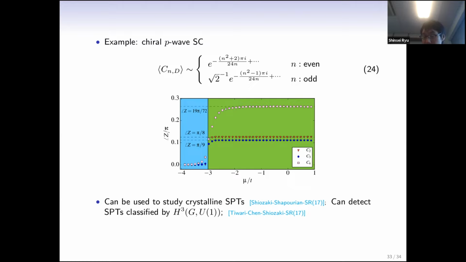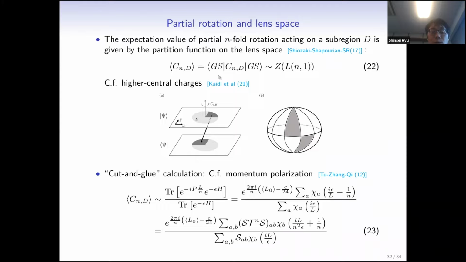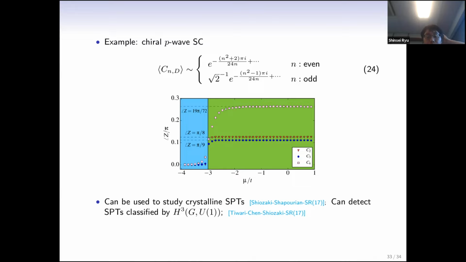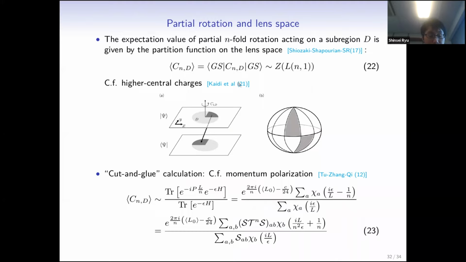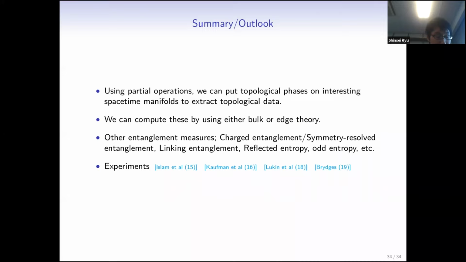I presented this calculation for the chiral p-wave superconductor, but this lens space or partial n-fold rotation may also be useful to study SPT phases, in particular SPT phases protected by crystalline rotation symmetry. That's actually how we computed this quantity. That's the reason why we were interested in this quantity in the first place. It can also detect 2+1 dimensional SPT phases classified by the third group cohomology. The topological invariant for such SPT can also be created by using this n-fold rotation symmetry. Good, that's all I want to say for partial rotation.